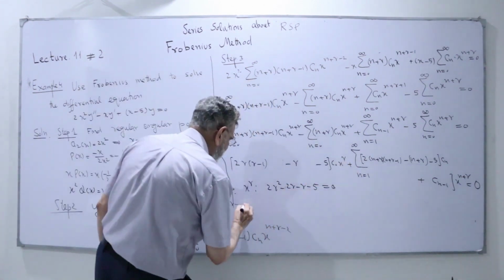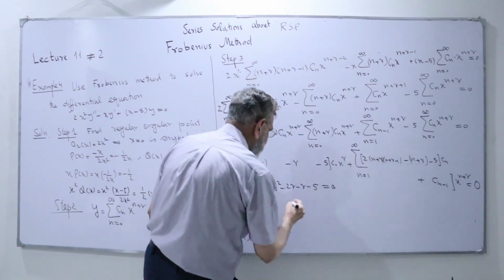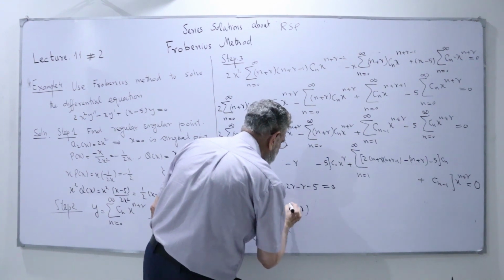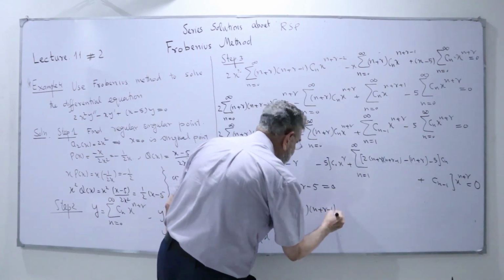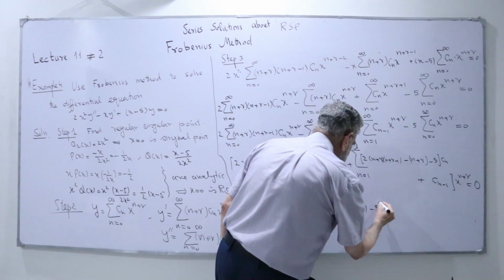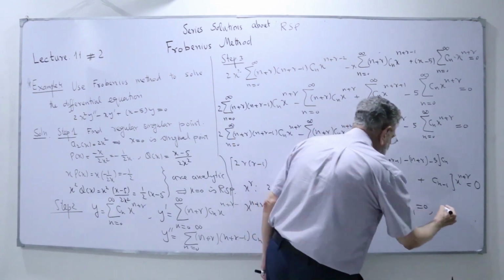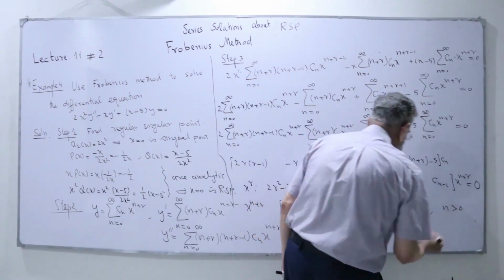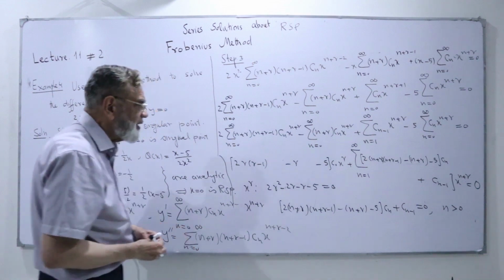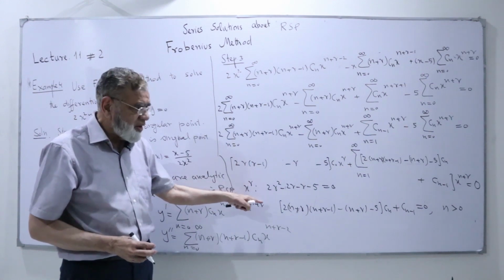Now we compare the coefficient of x to the power n plus r. That gives me this equation: 2 into (n plus r) into (n plus r minus 1), minus (n plus r), minus 5, into Cn, plus C(n-1) is equal to 0, where n is bigger than 0. N equal to 0 we have taken out, and here the value of n is from 1 to infinity, so we say it is bigger than 0. So we get these two equations. From this equation we solve and get the value of r, and this will give me the recursion relation.